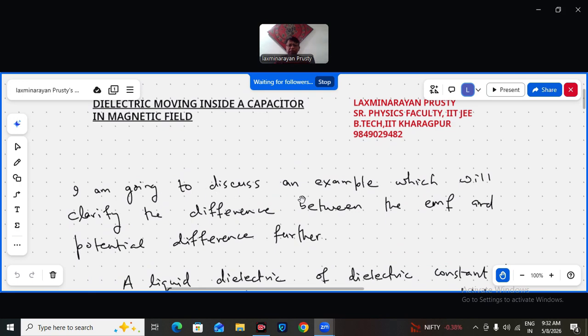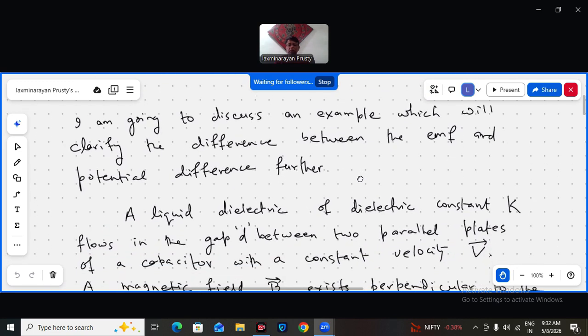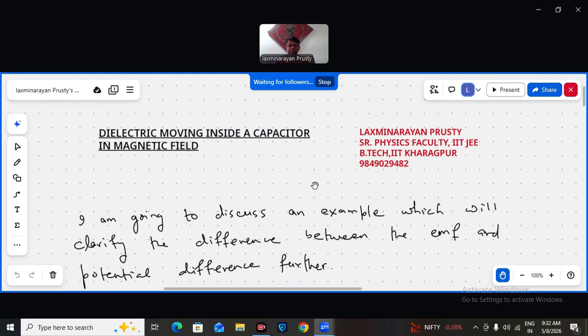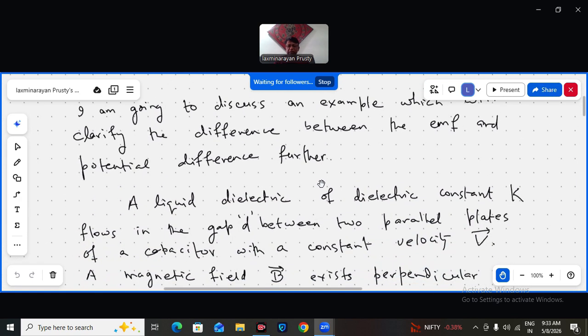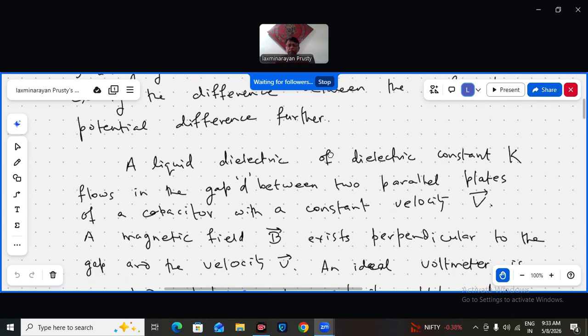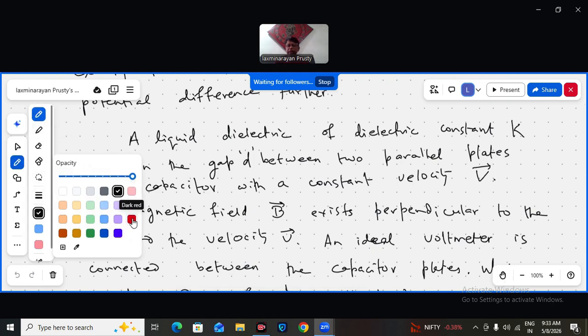So I am going to discuss an example which will clarify the difference between the EMF and potential difference further. Many classes I have discussed that. Now this is very important, which will further clarify the difference between the EMF and potential difference. The situation is a liquid dielectric. Let me write. This is the example.